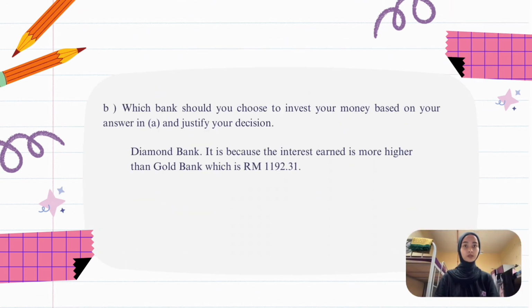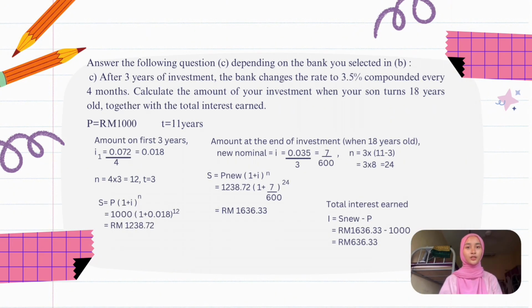Which bank should you choose to invest your money based on your answer in A, and justify your decision? So, I choose Diamond Bank. It is because the interest earned is higher than Gold Bank, which is RM1192.31. Answer the following question C depending on the bank you selected in B.